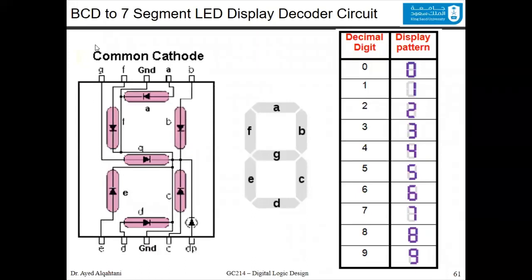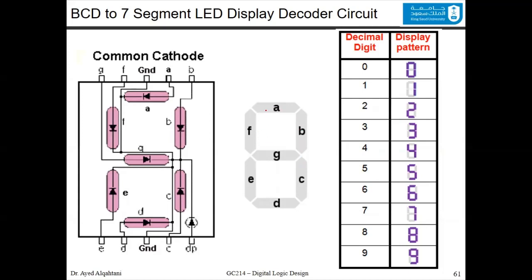This is an example that includes many of the techniques for function minimization that we studied so far using Karnaugh maps. It's a BCD, which we studied in a previous video, to 7-segment LED display decoder circuit. So the input will be the decimal digit from 0 to 9, and the output will be a display pattern in a 7-segment LED display.